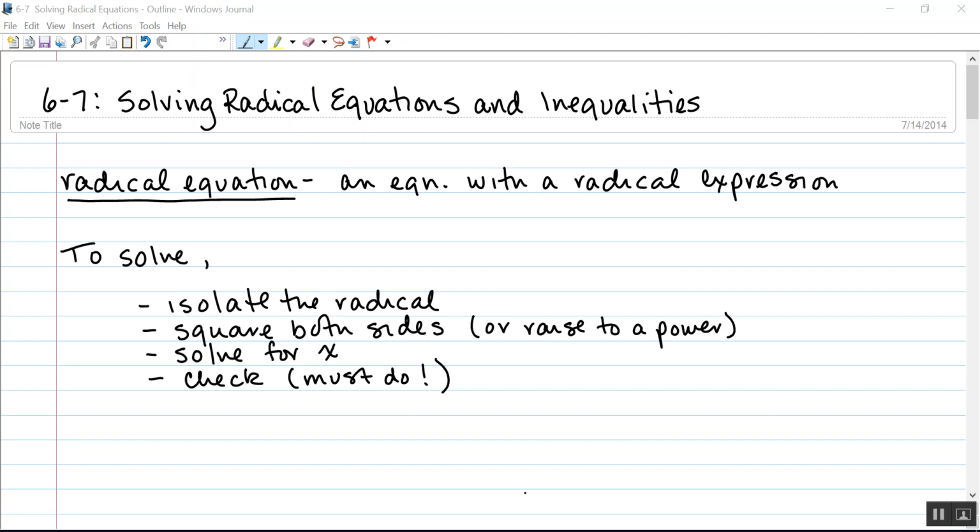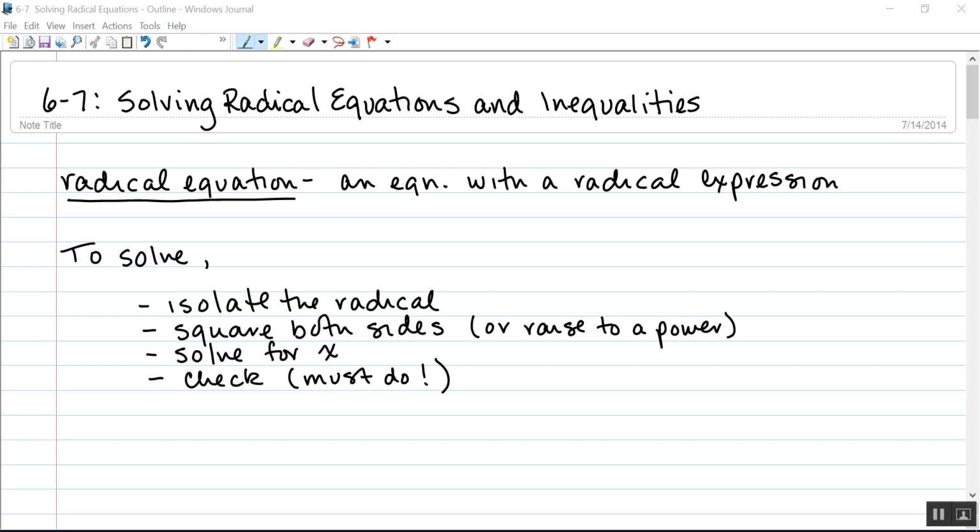Section 6.7 is on solving radical equations and inequalities. A radical equation is an equation with a radical expression, and in this case there's going to be a variable in the radicand. So to solve this, we need to isolate the radical, that is, get it all by itself on one side of the equal sign, square both sides, or if necessary, raise it to a power. We'll see that in one of our examples. Algebraically solve for x, and then check.